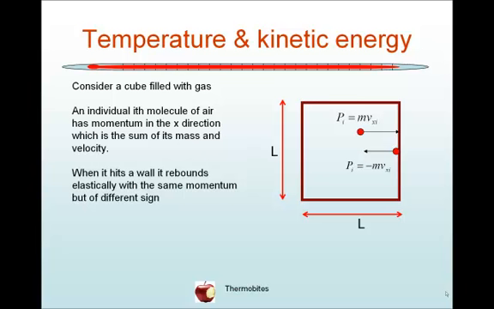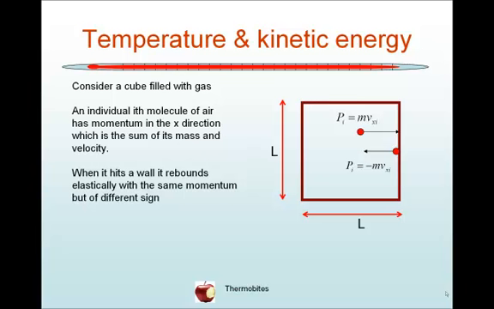So consider a cube filled with gas. The cube has dimensions L by L by L. So the x direction is across the page, the y direction is in and out of the page, not shown, and the z direction is up and down the page. So instead of the cube, we have a square cross-section in the xz plane.